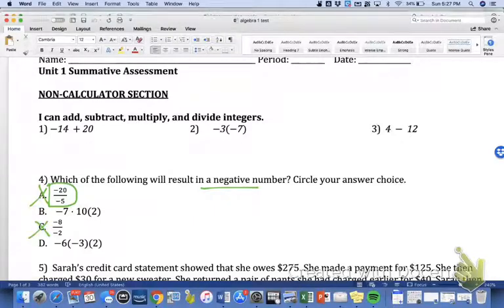C will be 2 negatives, which will also make a positive. D also has 2 negatives that'll make a positive. So that means that B is the one that we are looking for because it only has 1 negative.